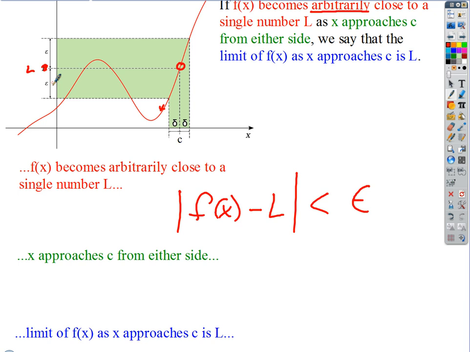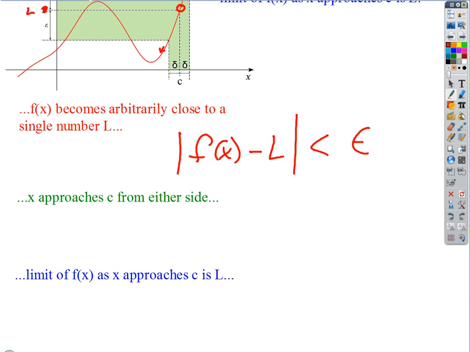Okay, make sense? As x approaches c, or as x approaches c from either side. Okay, so as we get closer and closer to c, well, we could say something just like that. We could say, as x approaches c, the distance between x and c would just be defined like this. We'll call that delta. Okay? Does that make sense?